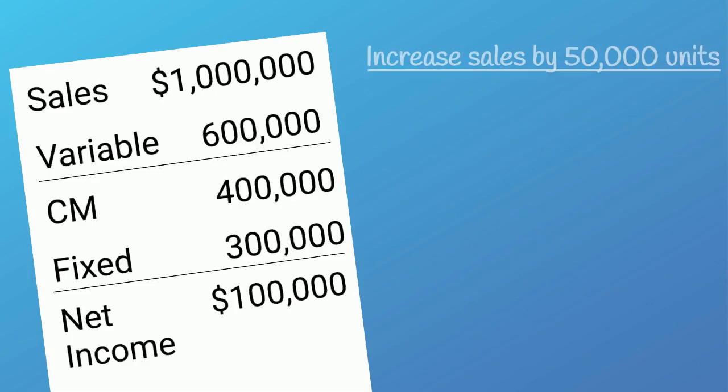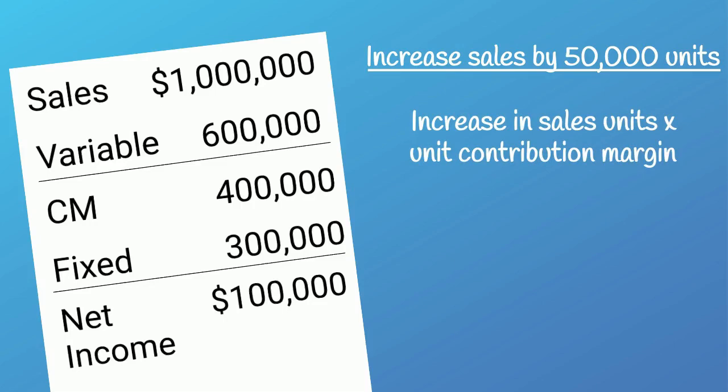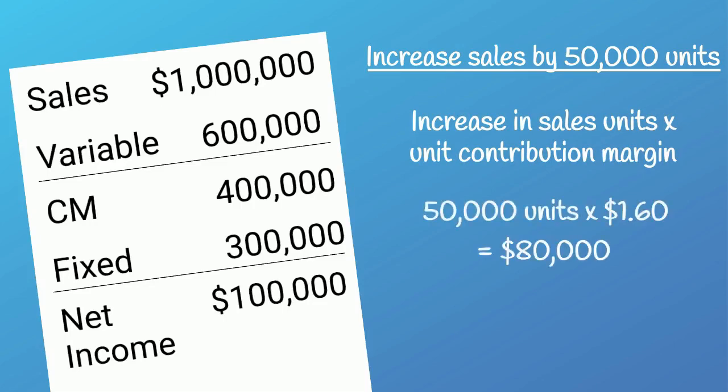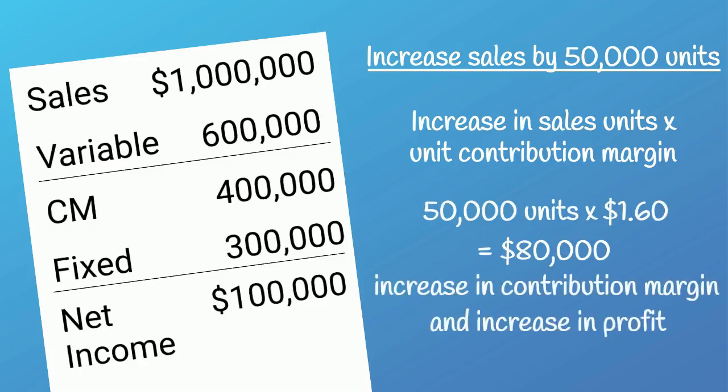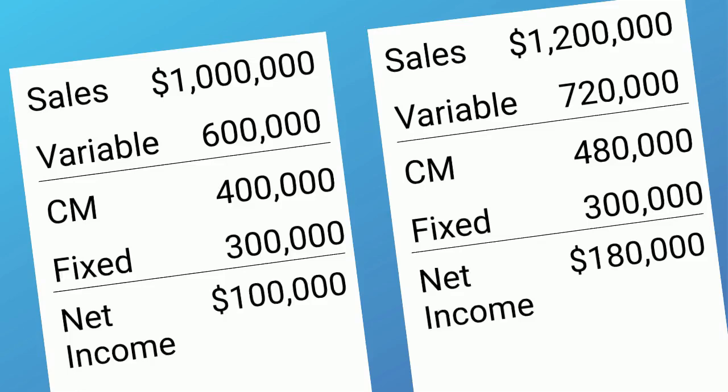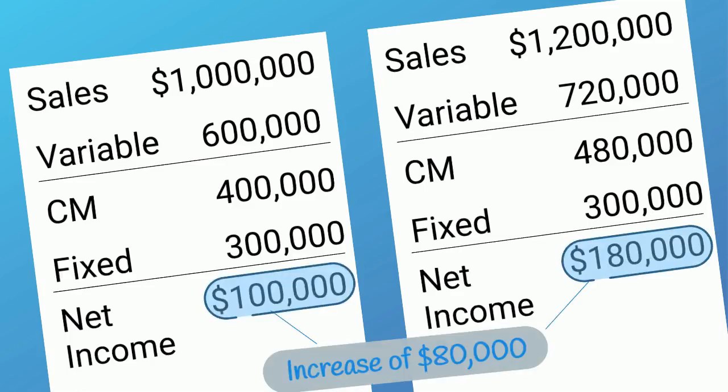What would happen if we increase sales by 50,000 units? Again, I could redo the whole entire income statement, or I could take this increased number of units and simply multiply it by the unit contribution margin. 50,000 more units sold means $80,000 more dollars in profit. Just in case you still doubt me, here's the full income statement with the new numbers to verify.